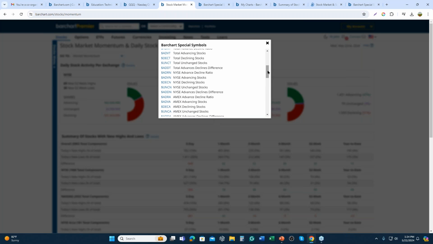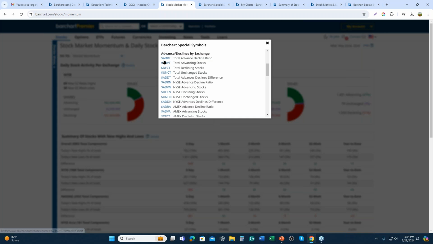So let's do this. What is the difference between the advance-decline ratio and the difference? Well, the advance-decline ratio is simply dividing the number of advancing stocks by the declining, whereas the advance-decline difference is a summation of advancing stocks versus declining stocks. In other words, a subtraction.